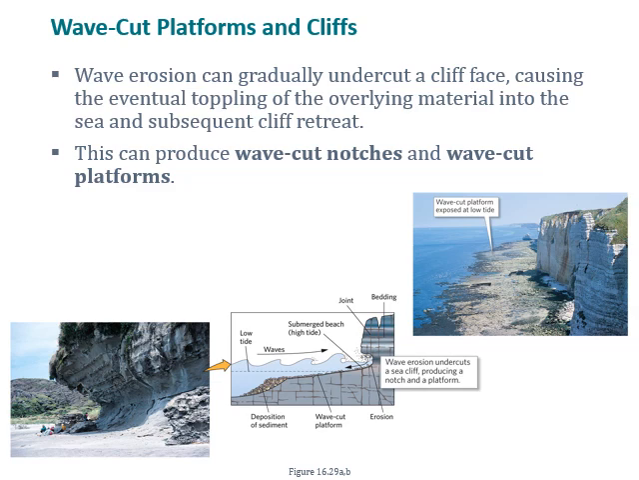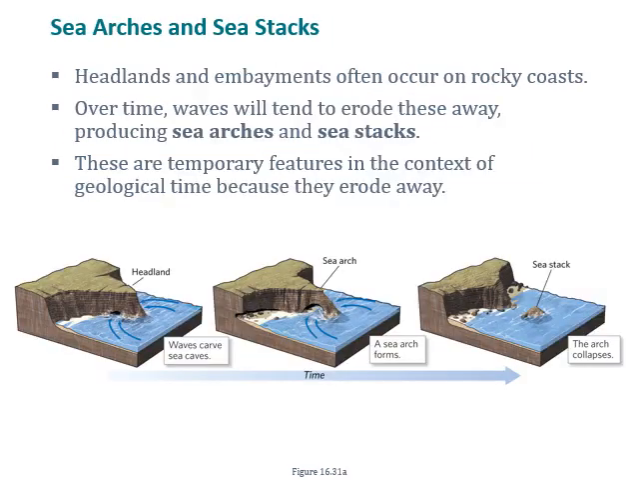Wave erosion gradually undercuts cliff faces, causing the eventual toppling of overlying material into the sea and subsequent cliff retreat. So this produces wave-cut notches and wave-cut platforms. Headlands and embayments often occur on rocky coasts, which over time waves tend to erode away, producing sea arches and sea stacks. These temporary features are eroded away over geologic time.